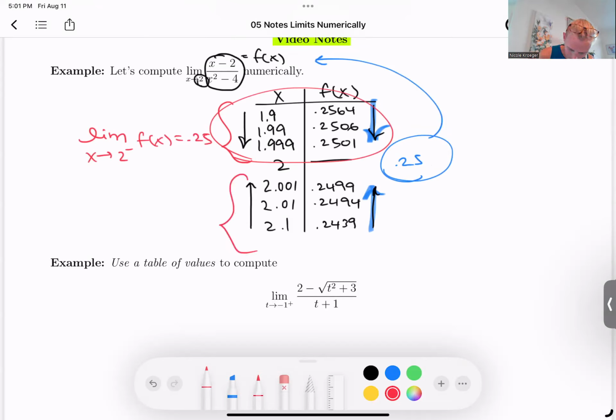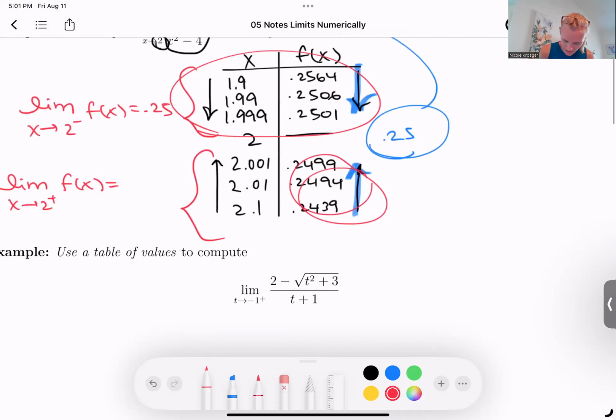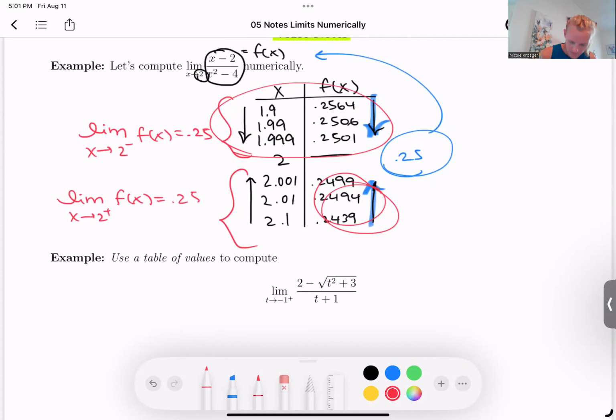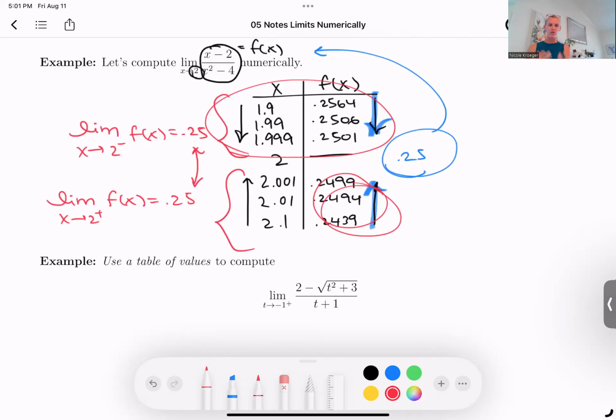And then this half is telling us that the limit as x approaches 2 from the right, that's from the right because the 2.001 are bigger than 2, that this limit from these numbers over here is also 0.25. And from last class, we saw that since the left and right hand limits match up, our overall limit is also 0.25. Okay.